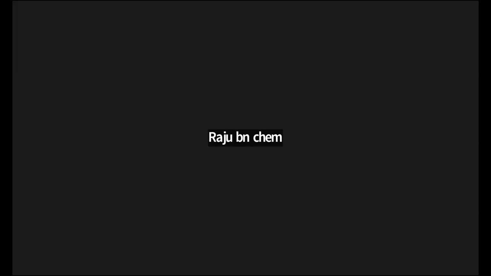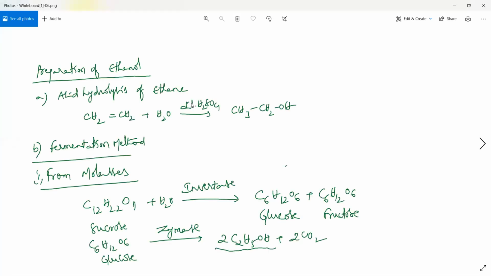Next, preparation of ethanol, ethyl alcohol. In that, the first one is acid hydrolysis of ethene. For ethene, CH2 double bond CH2, acid hydrolysis of ethene, right?